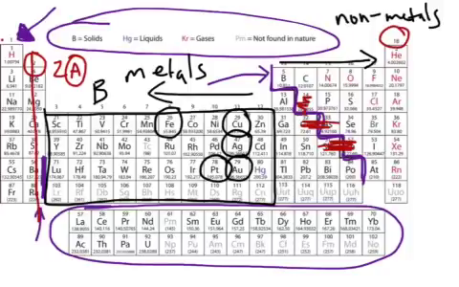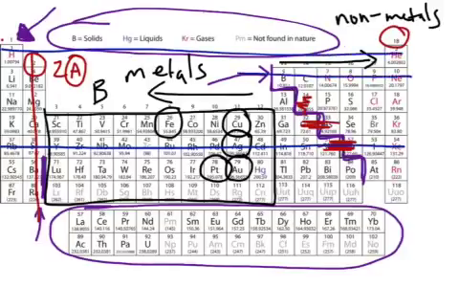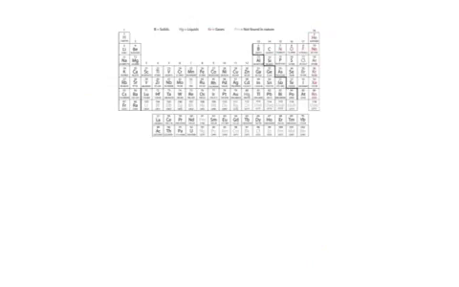Again, the groups are the columns on the periodic table, and periods are the rows. So these rows going across are called periods. There are 4 groups that I need you to memorize the names of. The first one is this one right here. On some periodic tables it's labeled as 1A. On this one it's just labeled as 1.